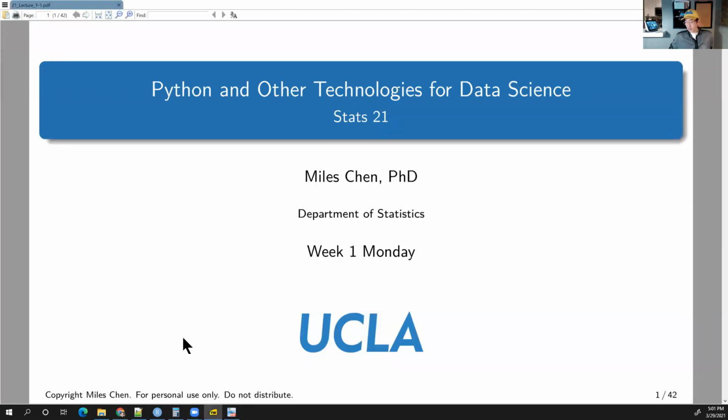All right, well, this is Stats 21. It's titled Python and Other Technologies for Data Science. Yeah, it's a lower div class. It's supposed to be kind of like Stats 20-ish, but with Python instead of R.